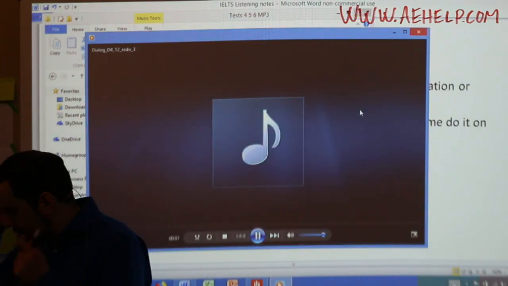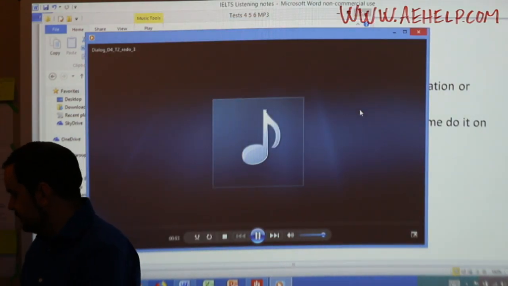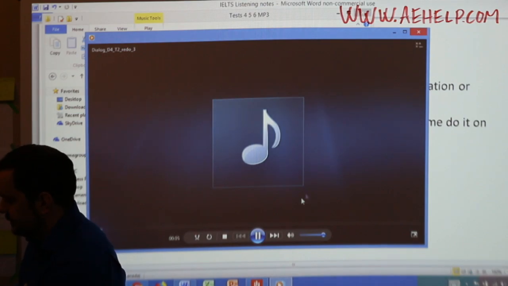Now turn to section 2. Take some time to look at questions 11 to 16.